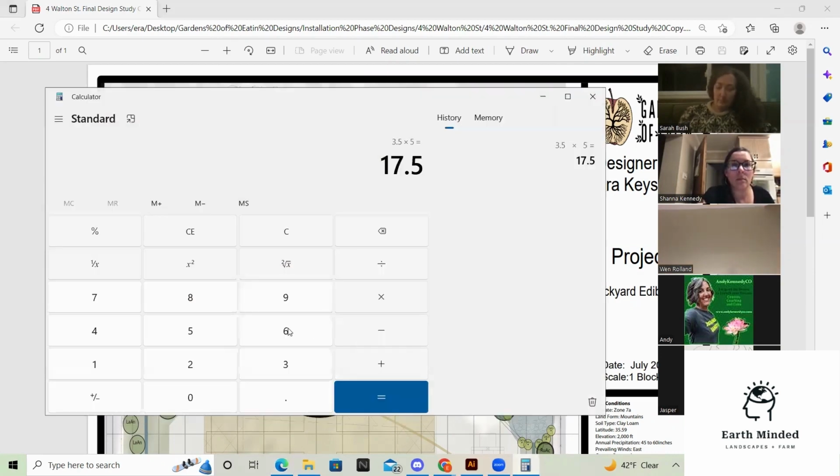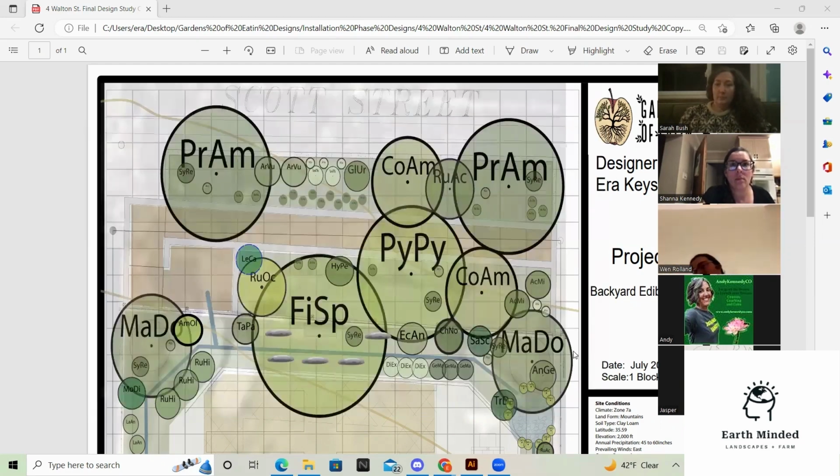Okay, so what did I say? It was 6 wide, 6 times 3.5, so it's 21 feet wide. And then we said 16 long by 3.5, so 56 long. So roughly 21 feet deep, and then 56 feet long through here.